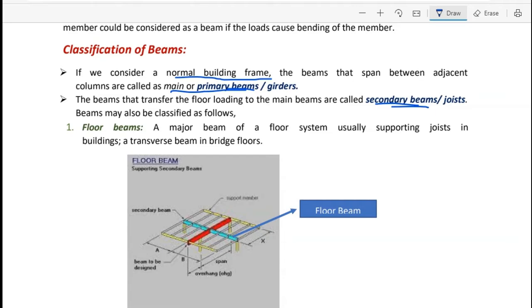Just a normal building frame which consists of columns and beams which are made up of steel. And now, among all this setup, there are going to be a few beams which run from column to column.